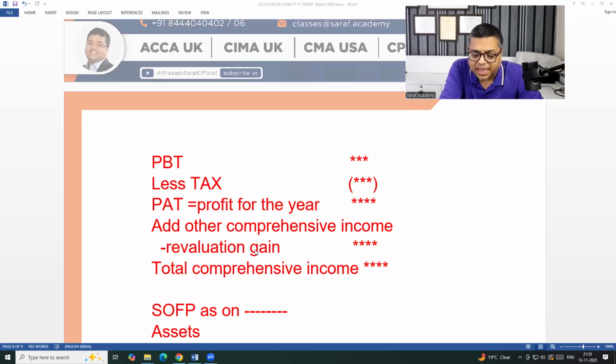But I am just saying that there are types of income which are non-realized. Sales and tuition fees are realized, but if the value of this property has gone up, there is no realization, and it is not going to be realized either. I am not going to sell, but I can record that in the books as a revaluation gain named as other comprehensive income.